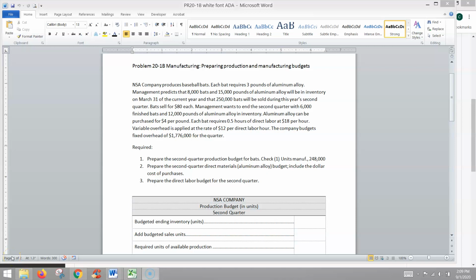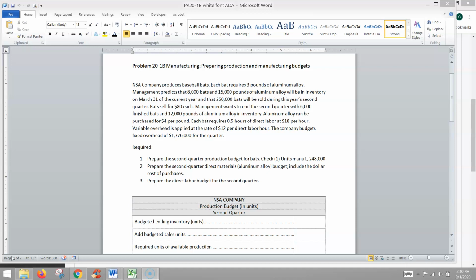We're going to work through problem 20-1B, manufacturing, preparing production and manufacturing budgets. NSA Company produces baseball bats. Each bat requires 3 pounds of aluminum alloy. Management predicts that 8,000 bats and 15,000 pounds of aluminum alloy will be in inventory on March 31st of the current year, and that 250,000 bats will be sold during this year's second quarter.